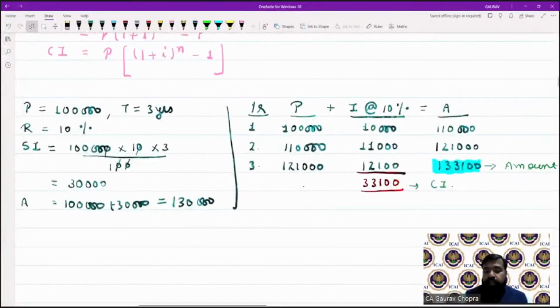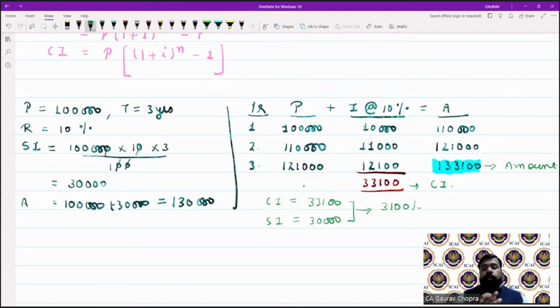So if we compare both of them, compound interest we have computed as 33,100, whereas simple interest was 30,000. That means while computing compound interest, we are getting an additional 3,100 rupees. This much is the additional benefit of using compound interest. So this was the complete detailed method.